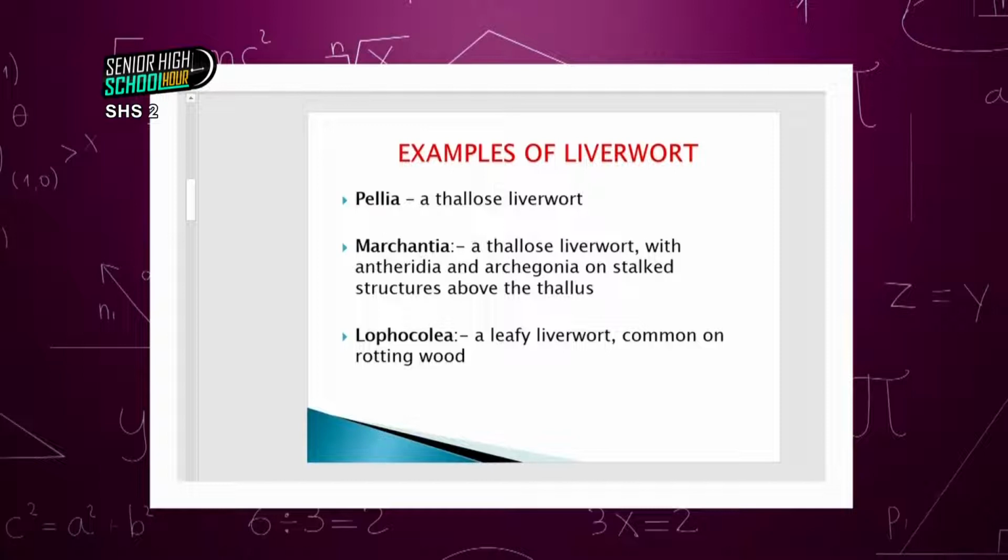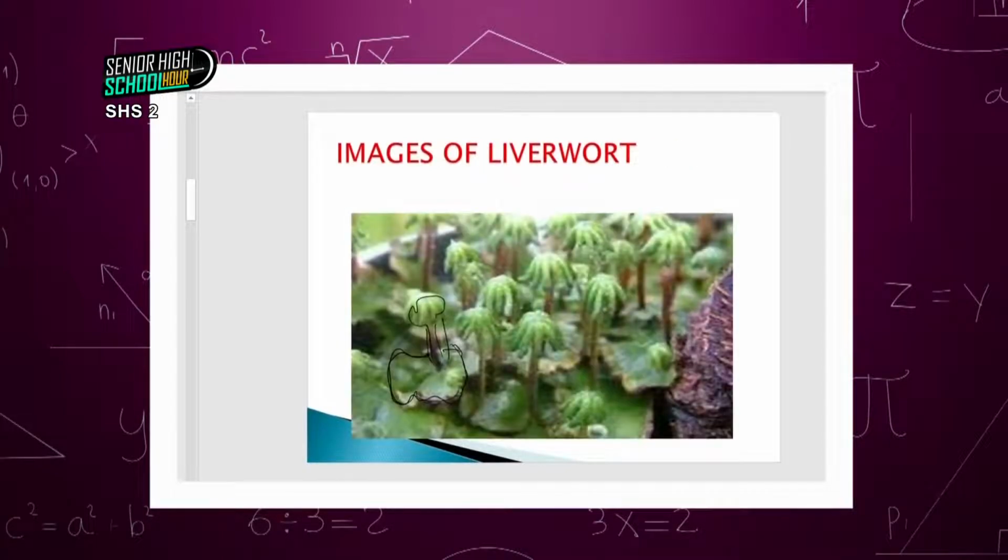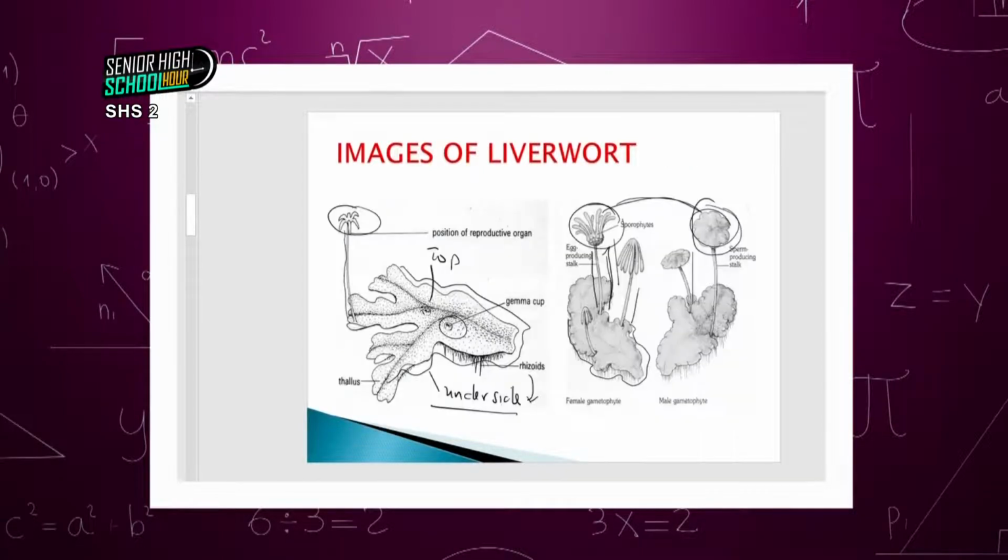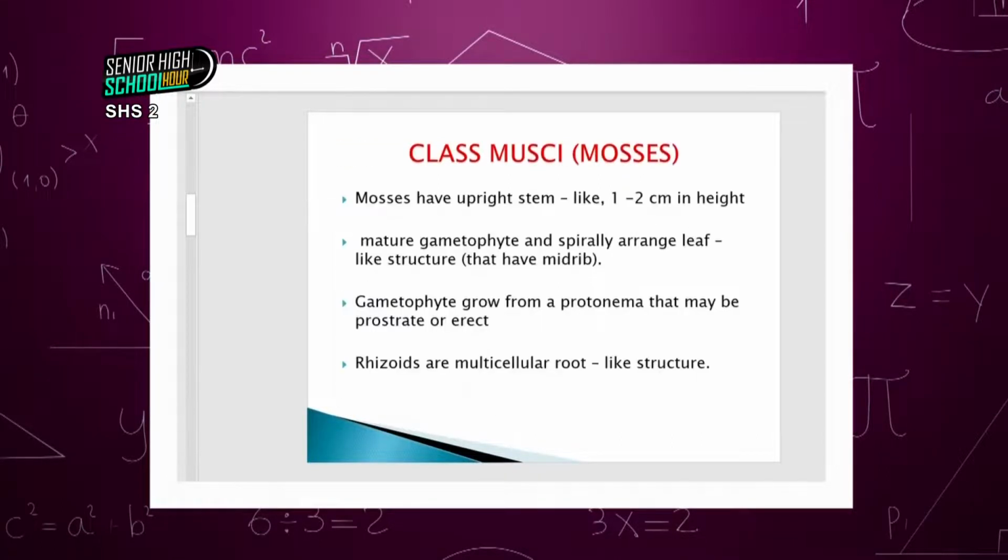Examples of liverworts are Pellia, Marchantia, and Lophocolea. These are common liverworts. The one that we mostly mention is Marchantia. It's a very common liverwort. The ones I'm showing in your pictures are all examples of these types. Now their brother, the moss.